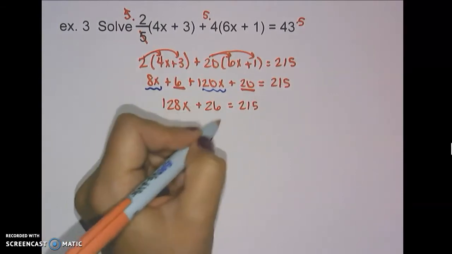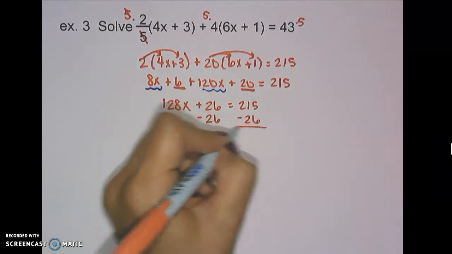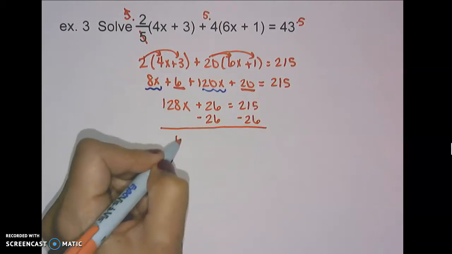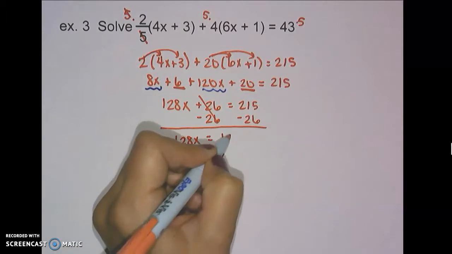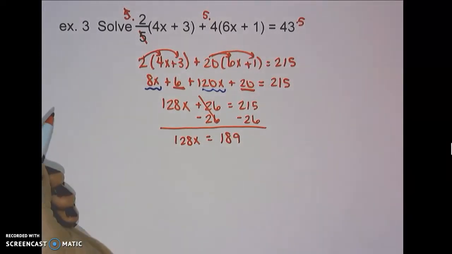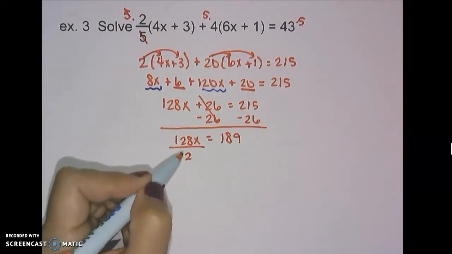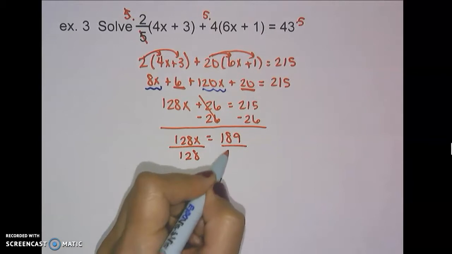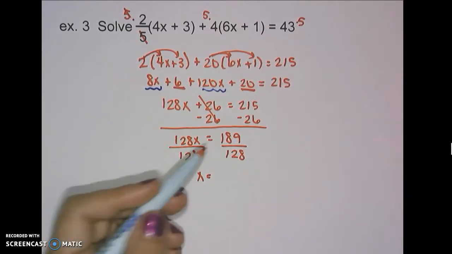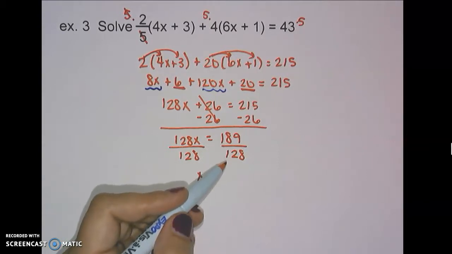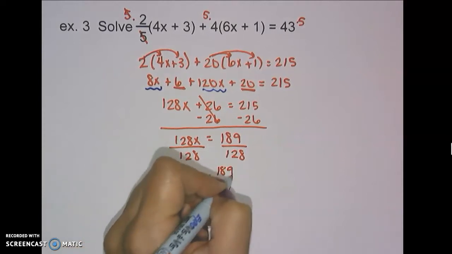Okay, we got to get rid of this positive 26. The inverse operation of that is to subtract 26. So 128x is going to equal 189. Last step to get x by itself, we're going to divide by 128 on both sides. And then we're going to look to see if anything simplifies here. So there's no number that goes into 189 and 128. So we're going to leave it as 189 over 128.